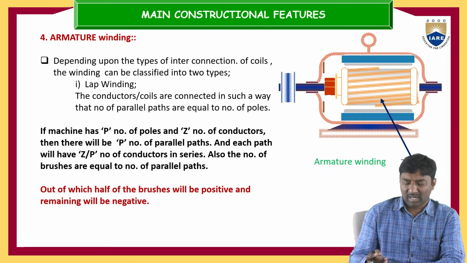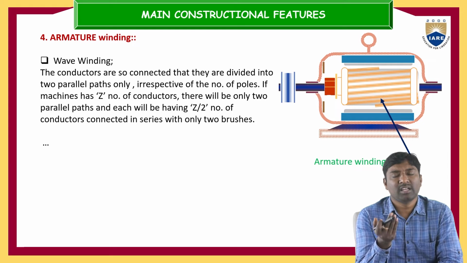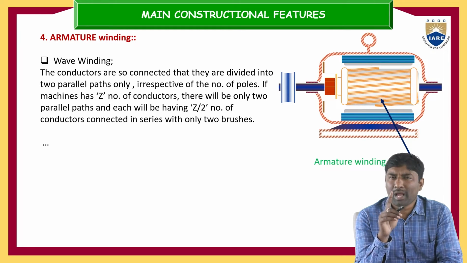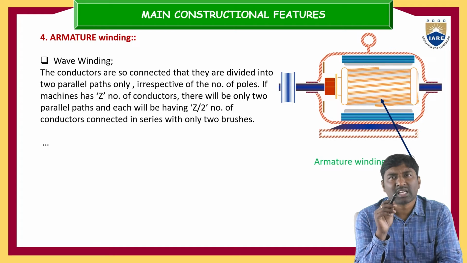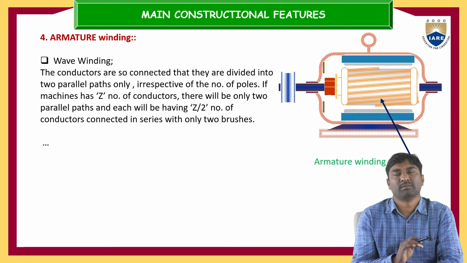Okay. And the other winding is the wave winding. In case of wave winding, the conductors are connected so that they are divided into only two parallel paths. That is, the number of parallel paths in wave winding is equal to 2, irrespective of the number of poles. If the machine has Z conductors, there will be only 2 parallel paths, each having Z by 2 conductors connected in series, with only 2 brushes in case of wave winding.